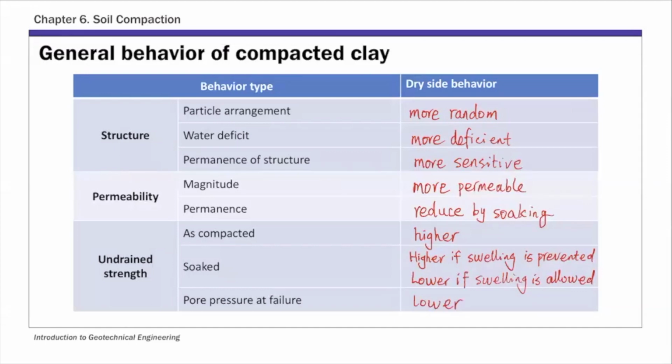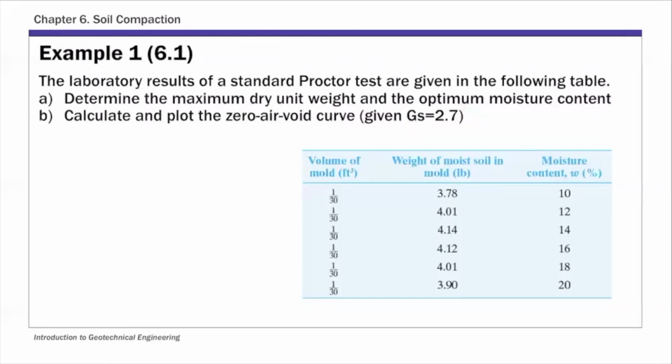And the wet side behavior is basically opposite of what's shown here. Okay. So that's how compaction affects the general behavior of clays in terms of structure, permeability, and undrained shear strength. All right. I think this is a good point to stop. So these are basically some general principles of soil compaction, and also the standard and modified Proctor test. Next lecture, we're going to look at an example on soil compaction. So I'm going to go over this example next lecture, and then I'm going to go over field compaction as well next time.